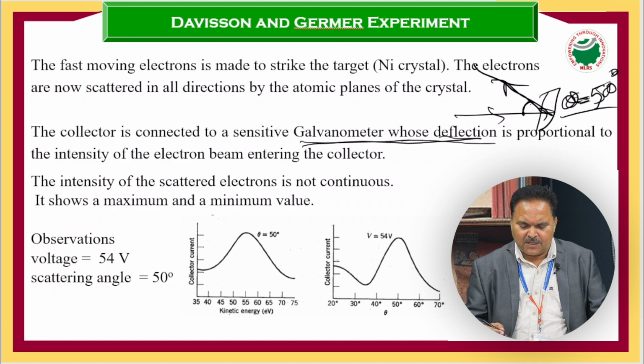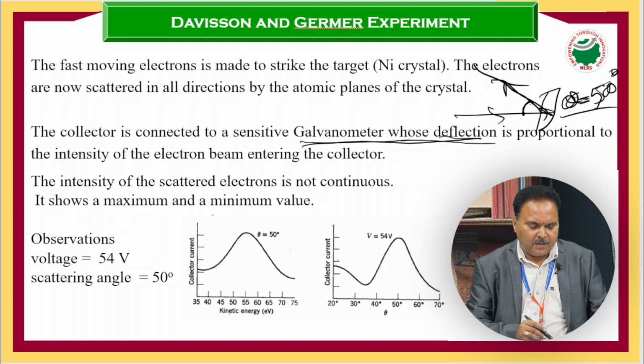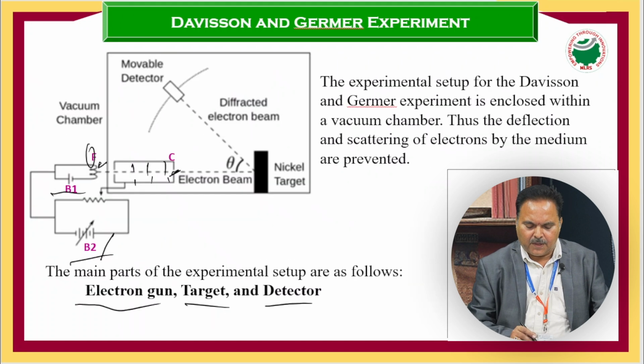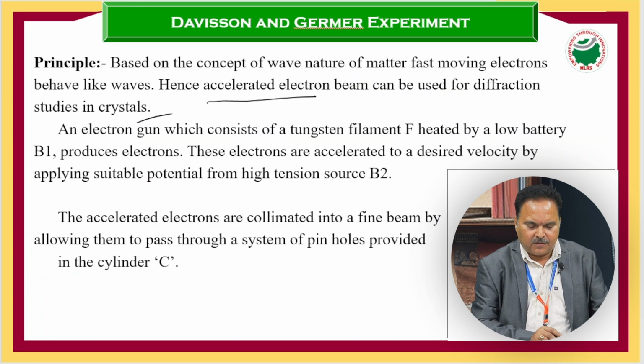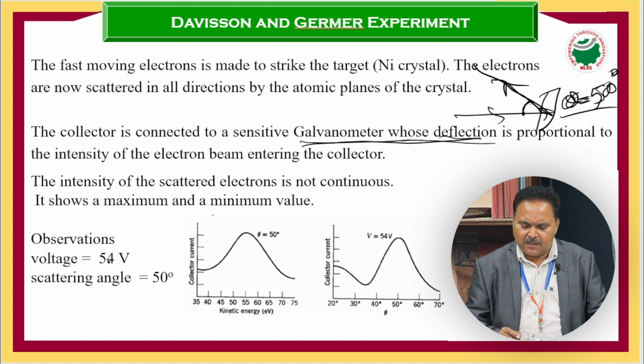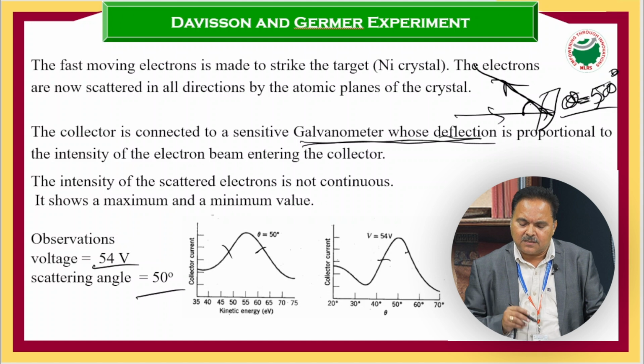Then there is a second observation. They are using a high potential voltage, and at a particular value, that is 54 volts, the maximum intensity comes in. So these two are the observations: one is 50 degrees, another one is 54 volts. If you increase the voltage, the intensity becomes less, and at lower voltage also the intensity is less. Similarly, above 50 degrees it is less intense, and at lower angles also less intensity. These two observations are important for this nickel crystal, the Davisson-Germer experiment.